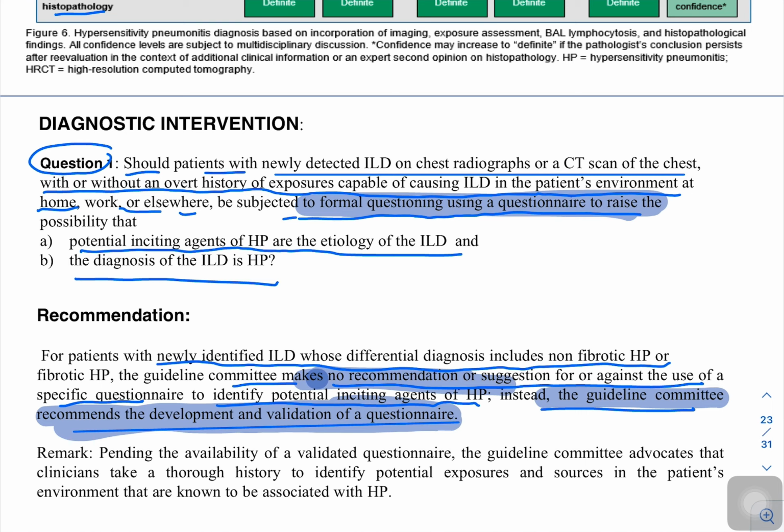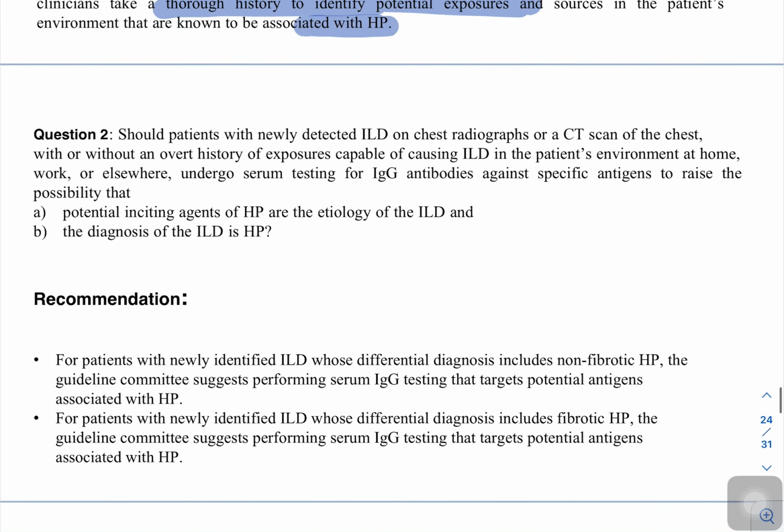everyone can use. Pending the availability of a validated questionnaire, the guideline committee advocates that clinicians take a thorough history to identify potential exposures and sources in the patient's environment that are known to be associated with HP. So we should take a thorough history, and potential exposure should be found out on history, but we need one questionnaire.